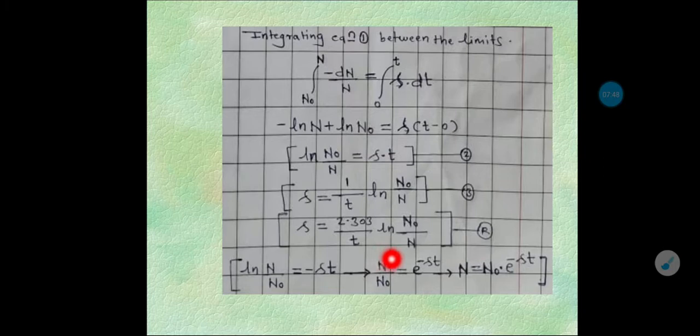Then N is equal to N0 times e raised to minus lambda t. If we know lambda, t, and N0, we can determine N, that is, the number of radioactive atoms present at that instant. So this is the exponential form of the rate equation for a radioactive reaction.